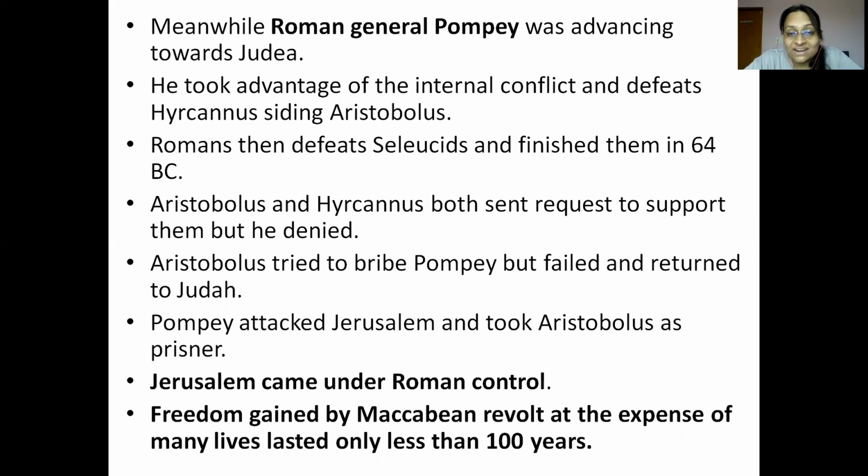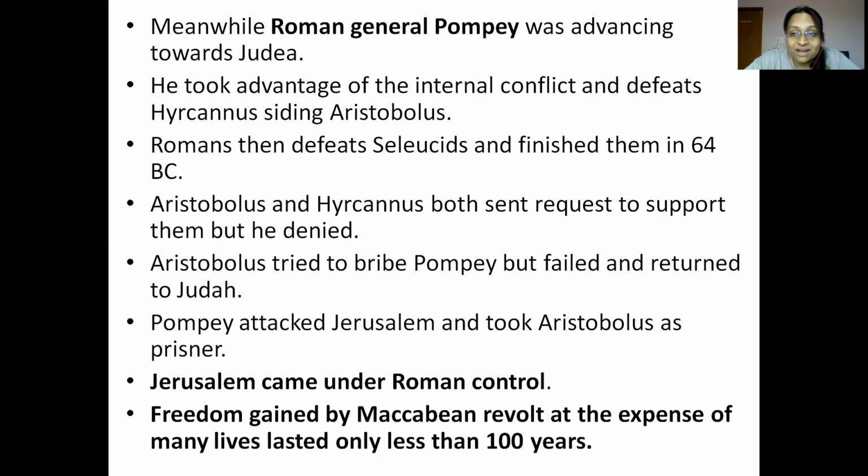Aristobulus and Hyrcanus both sent requests, asking Pompey, the Roman rule, to support them. But he denied both of their requests. Aristobulus tried to bribe Pompey, but he failed and returned to Judah. Pompey attacked Jerusalem, and he took Aristobulus as a prisoner.